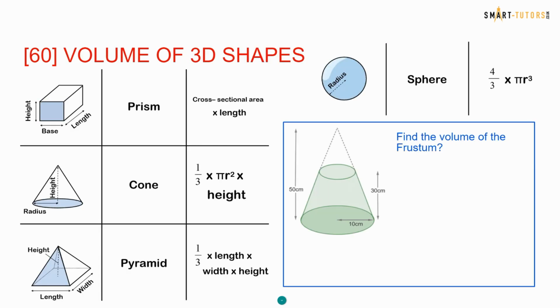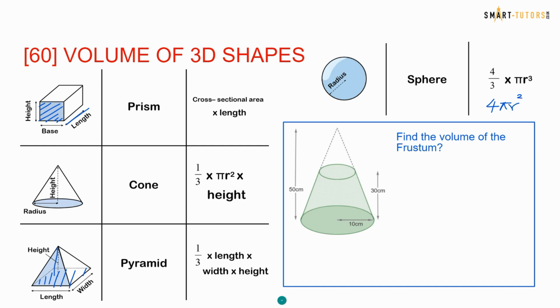Topic 16. This is the volume of 3D shapes. These are prisms. Prism means you can find the cross-section area times the length. Cone, 1/3 pi r squared h. Pyramid, 1/3 the bottom area times the perpendicular height. Sphere, 4/3 pi r cubed. And the surface area of the sphere, remember, 4 pi r squared.